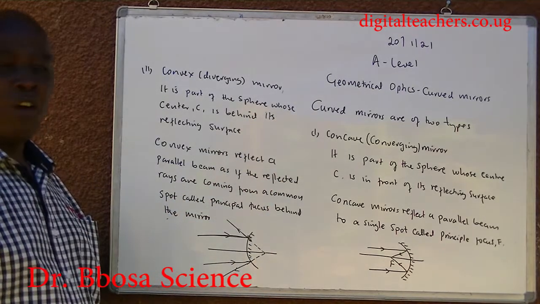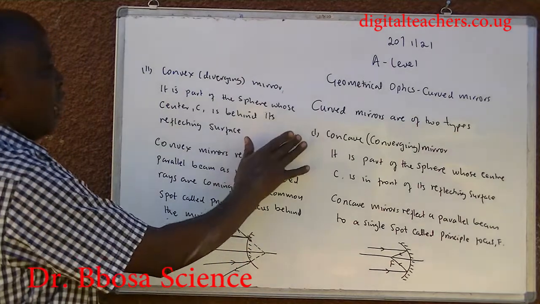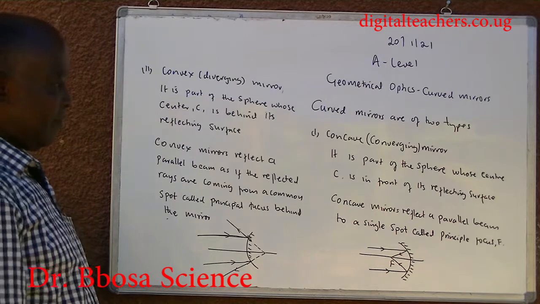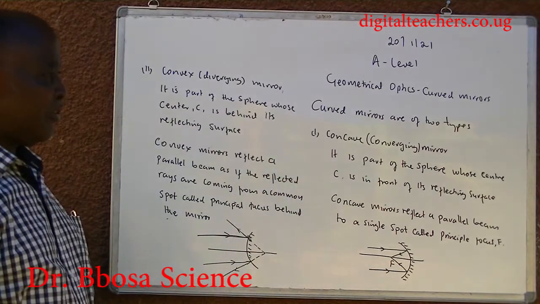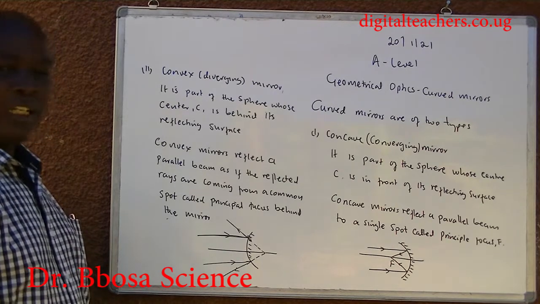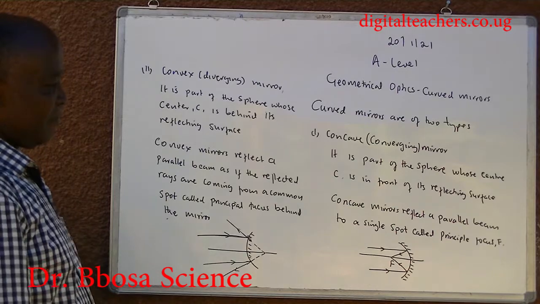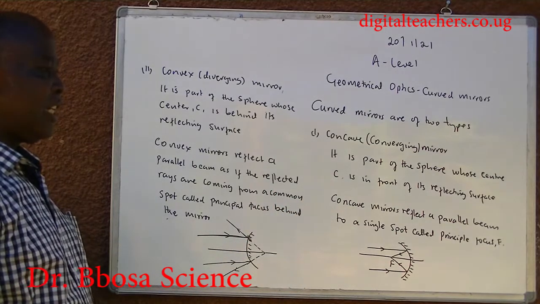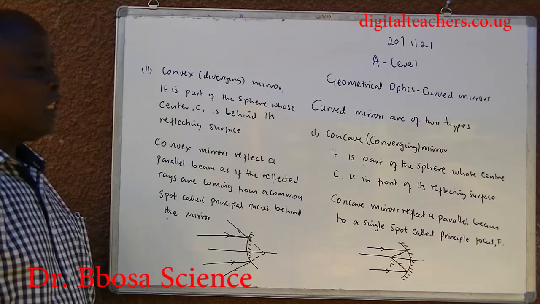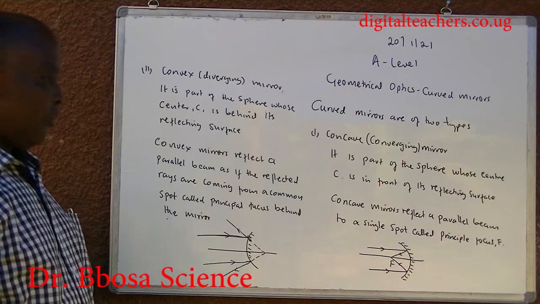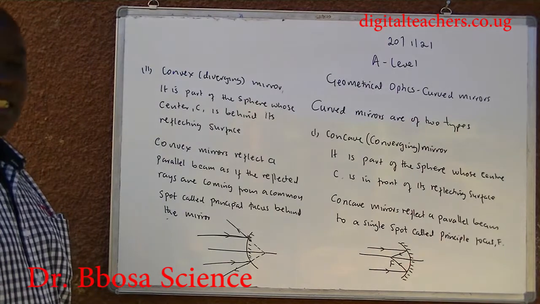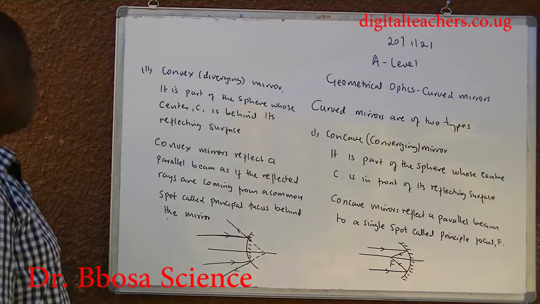Curved mirrors are of two types. One, concave or converging mirror. It is part of the sphere whose center C is in front of its reflecting surface. Concave mirrors reflect a parallel beam to a single spot called principal focus F. So the parallel beams are reflected to a single point called principal focus.